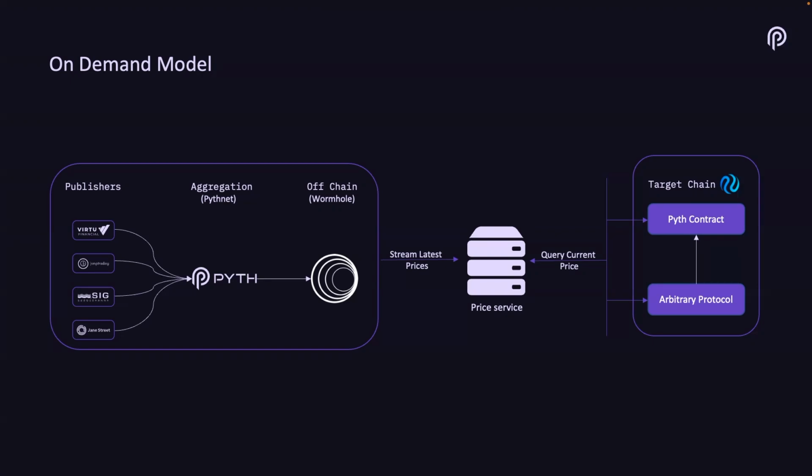Now, what a protocol or any consumer will do is it will query the current price, the latest price from this price service. Once it has that latest price, it can update the Pyth contract on the target chain, Injective in this case. Once the Pyth contract has been updated with the latest price, anyone on that particular blockchain, that particular network, can use that latest price for their DeFi application. So this is how the whole flow works.